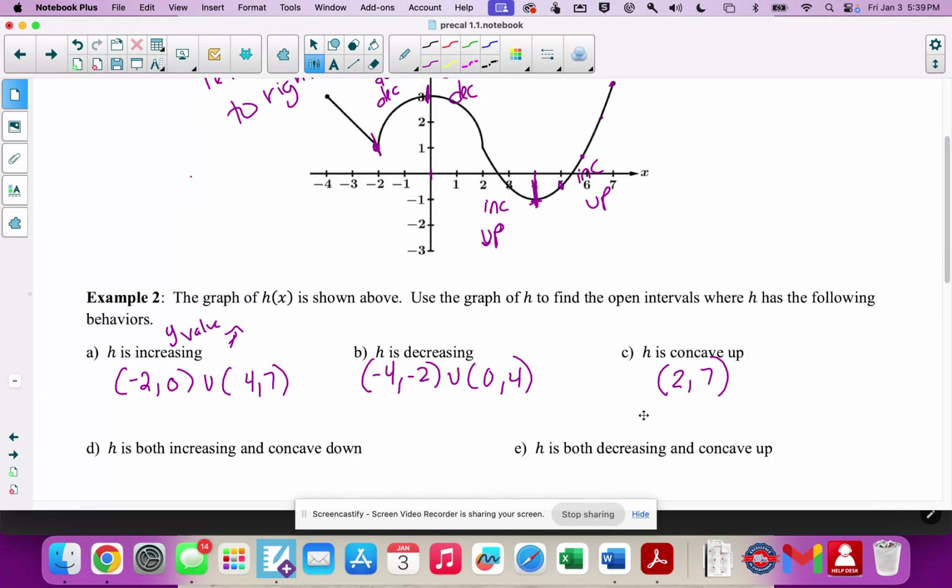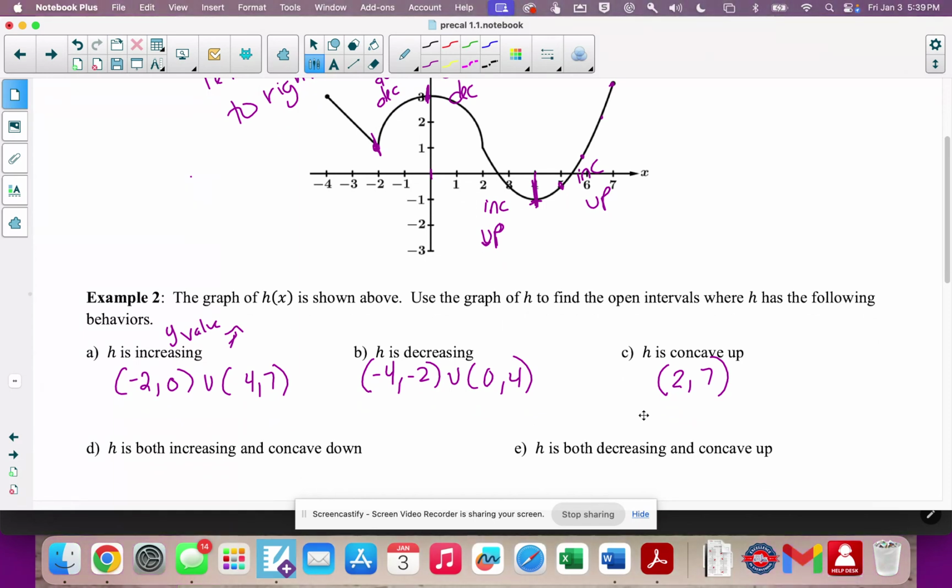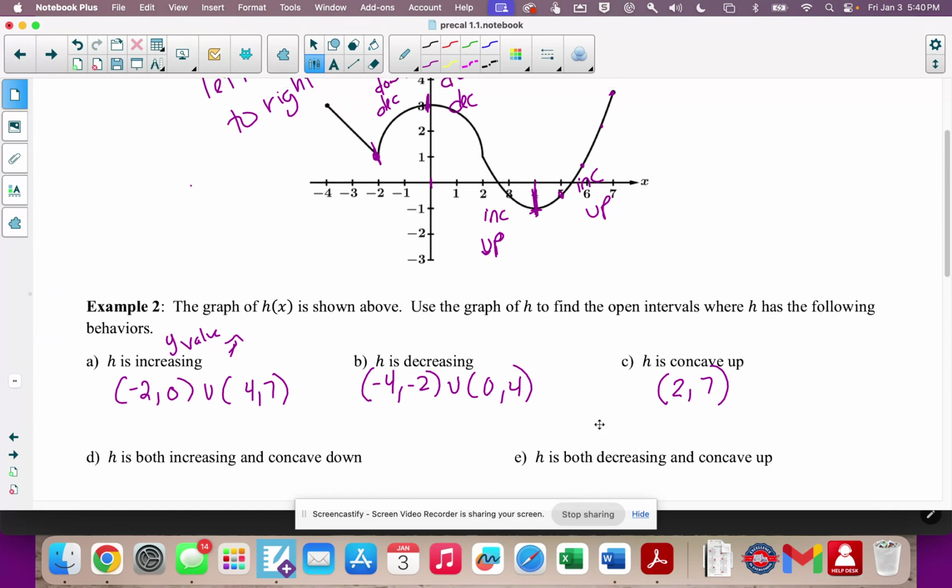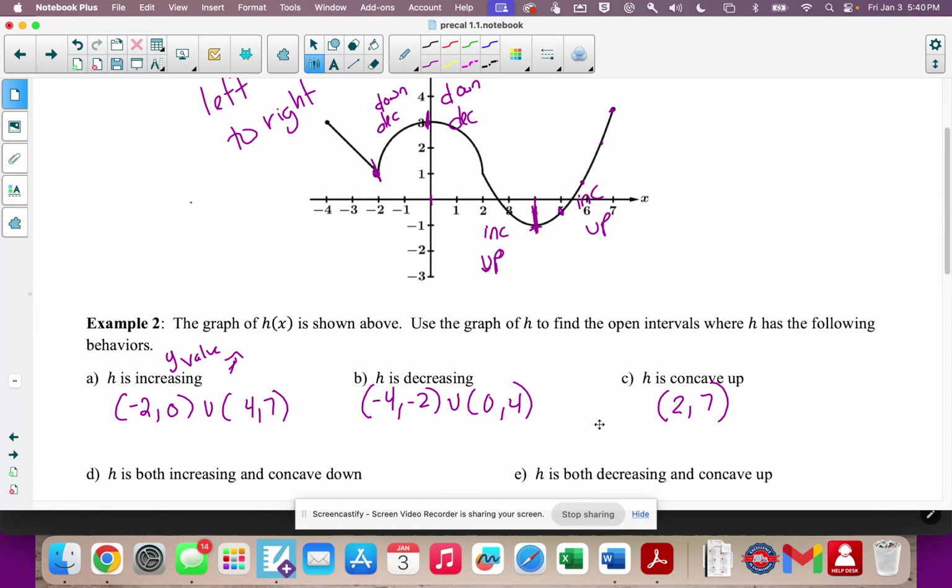Okay, so now this is what I was talking about before about being able to tell the difference between increasing and decreasing with the concavity. So it needs to be increasing and concave down. This is where you actually have to really look at whether it's concave down or concave up. We've already split this up, which makes it a little bit easier. It's increasing and concave down.